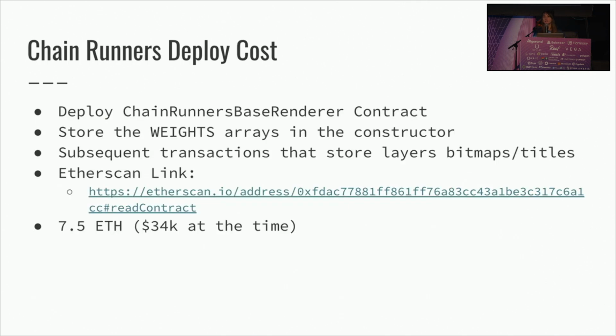And then just to compare with Shields, to deploy Chain Runners, they deployed the contract, did the constructor, put all those weights on chain, or sorry, in storage, and then uploaded all the layers, and that was about 7.5 ETH, which was 34K at the time. So these projects are super expensive to deploy, but they're super fun, and when you mint, there's a mint cost, so the deploy costs, I think, generally do get made back.